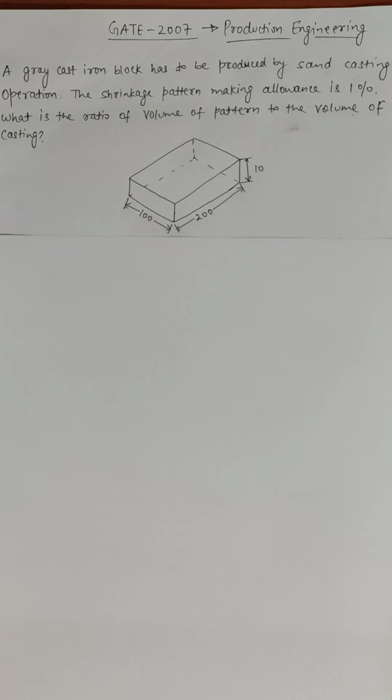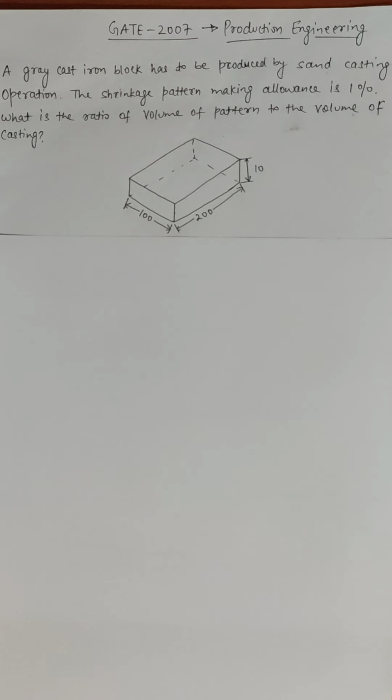Hello everyone. This question was asked in GATE 2007 for production engineering specialization. The question was, the grey cast iron block has to be produced by sand casting operation. The shrinkage pattern making allowance is 1%. What is the ratio of volume of the pattern to the volume of the casting?